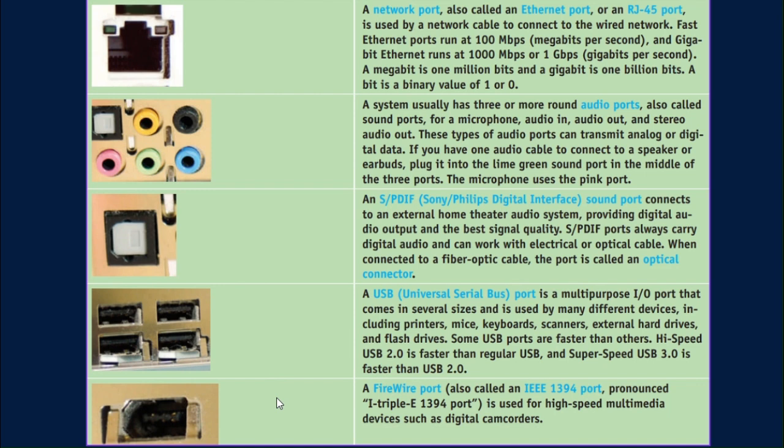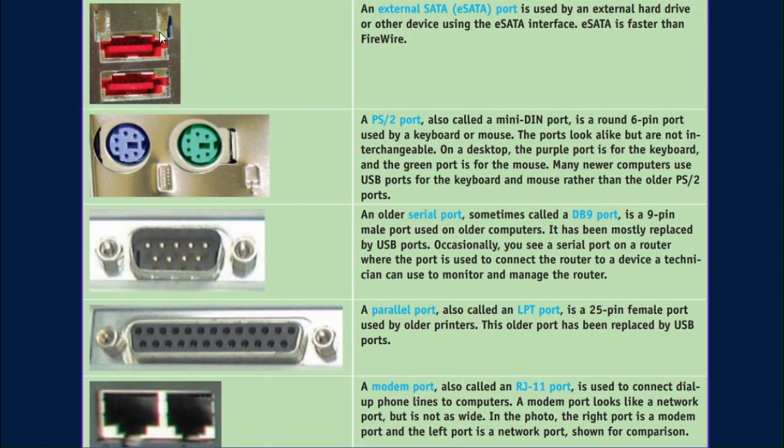Now the FireWire port, also called an IEEE 1394 port, is used for high-speed multimedia devices such as a digital camcorder. Now look at the external SATA, or eSATA, port. It is used by an external hard drive or other device using the eSATA interface. The eSATA is faster than FireWire.